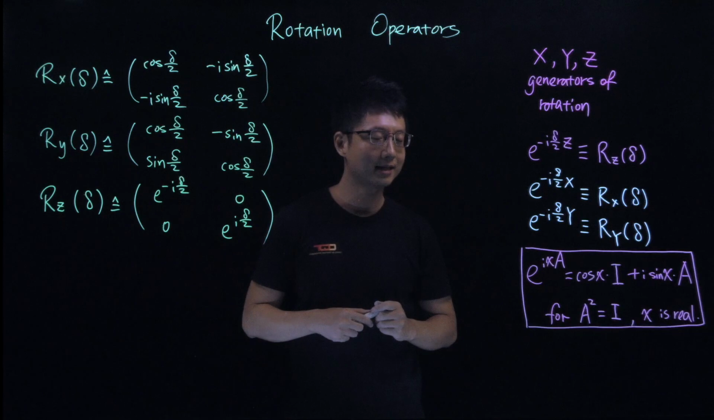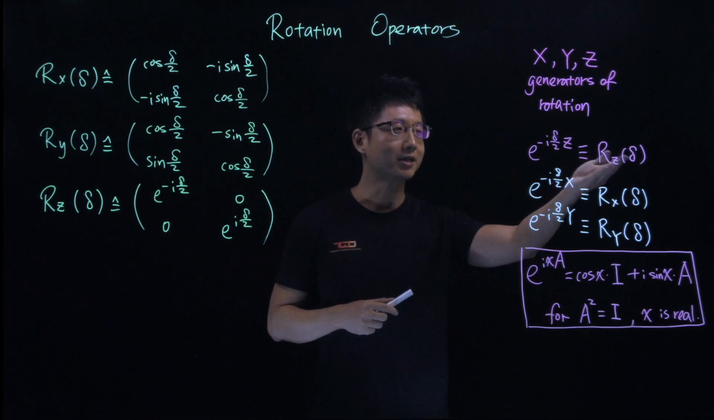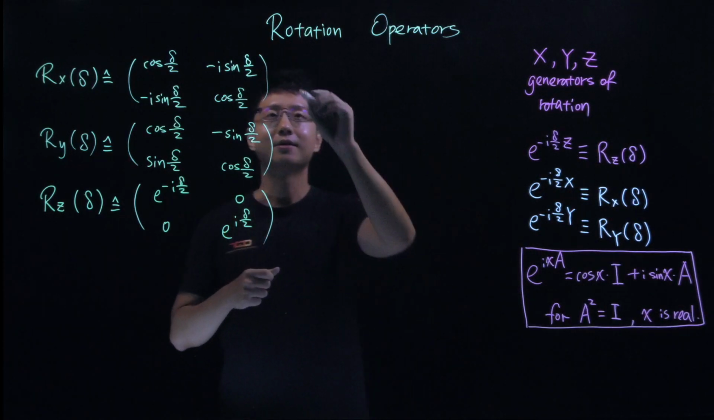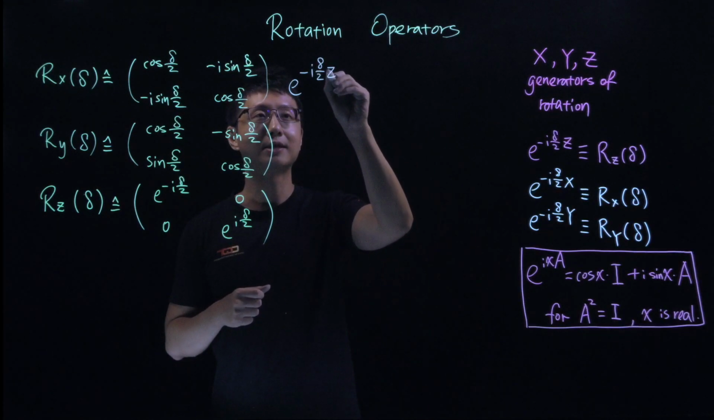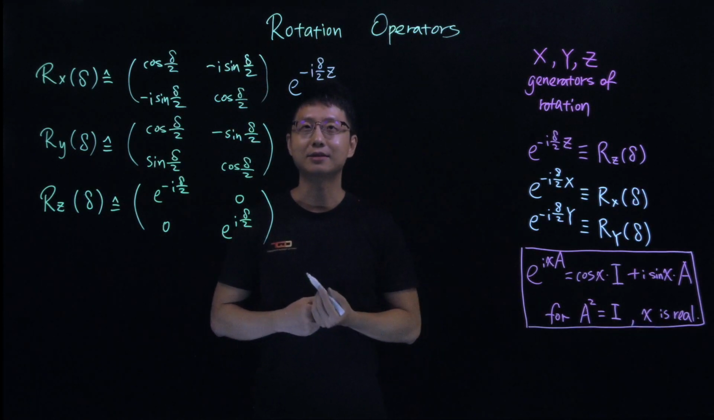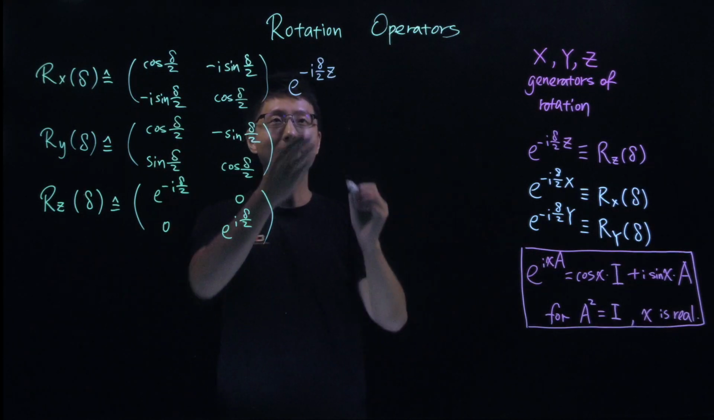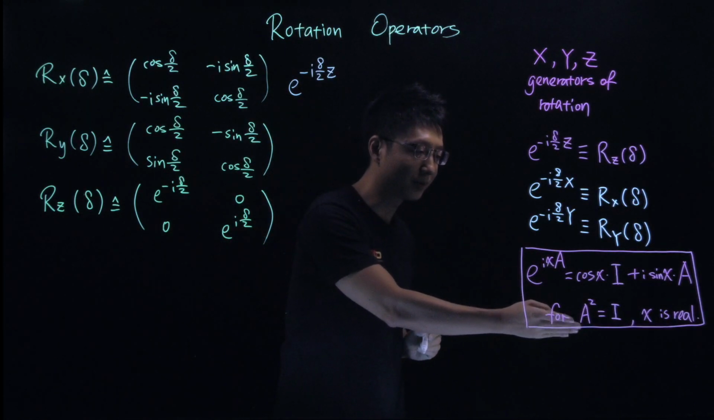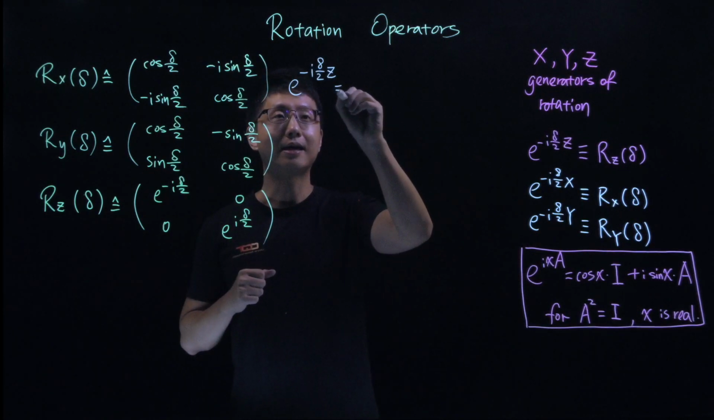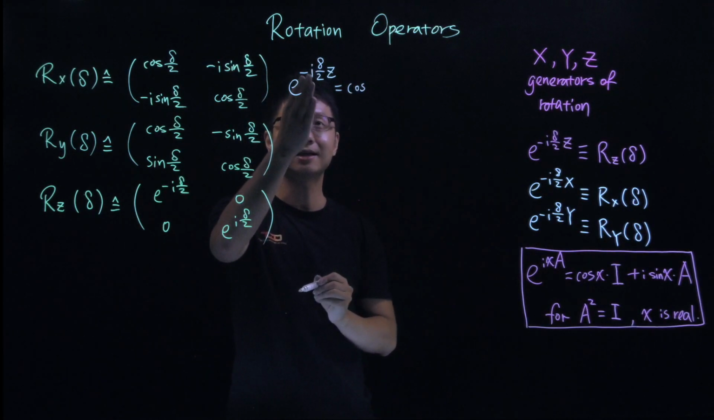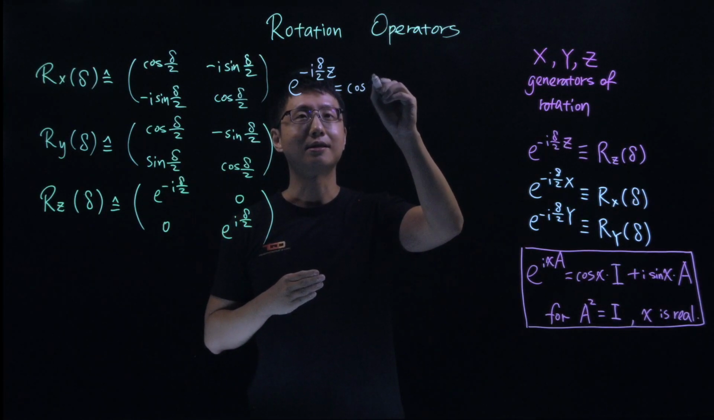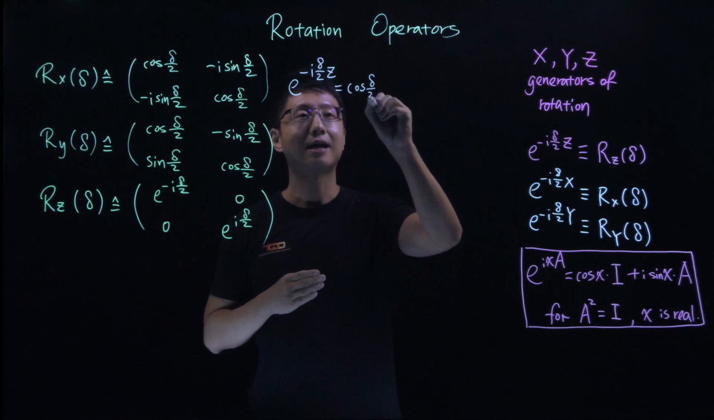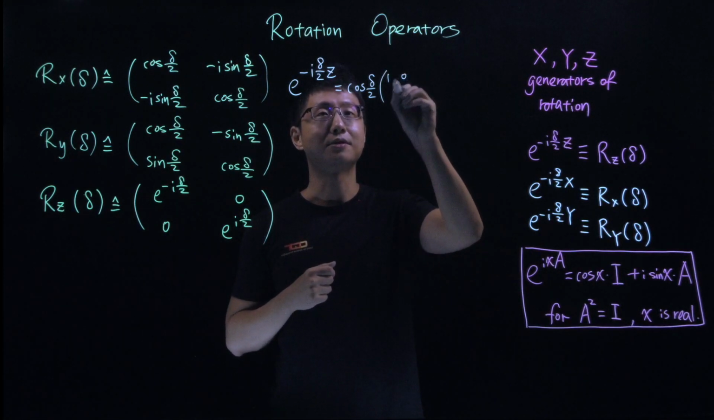Equipped with this identity, let me verify one more time that the rotation operator around the z-axis by an angle delta takes this form. So for that, we have e to the power of minus i delta over 2 of the z operator. Instead of using the spectral decomposition as we did before, let me use this identity. The operator z definitely satisfies the property z squared equals the identity. So here I will have cosine of the parameter delta over 2. So this is negative delta over 2, but cosine is an even function. So this is the same as cosine of delta over 2 times the identity matrix, which is 1, 0, 0, 1.